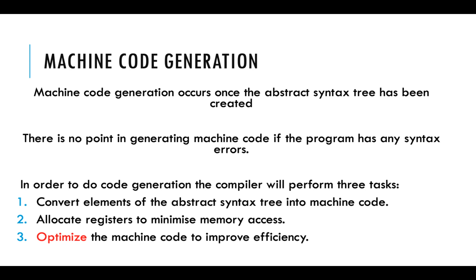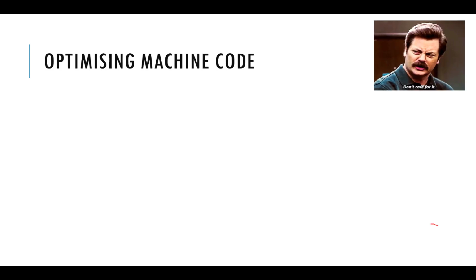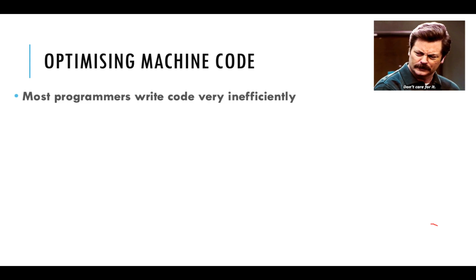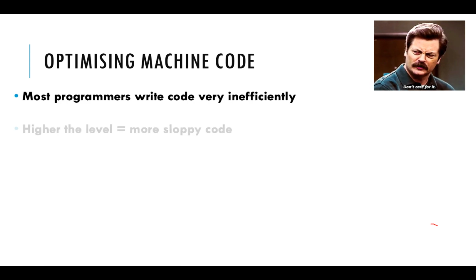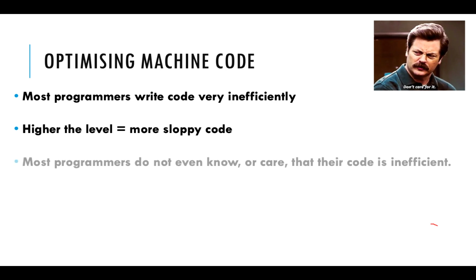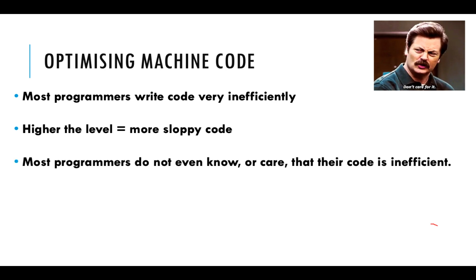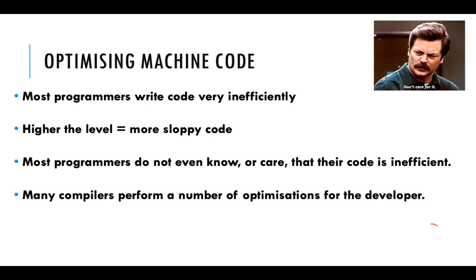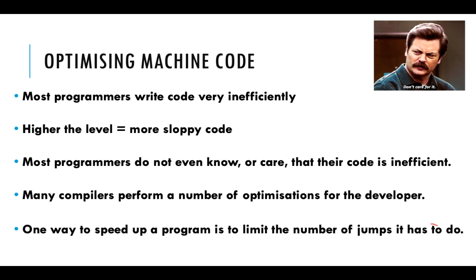Now when we say optimize machine code, what do we actually mean? Programmers over time have become very lazy and very inefficient at writing code. The higher level that you write in, the more sloppy the code becomes. Most programmers don't even know or care that their code is actually inefficient. Many compilers perform a number of optimizations for the developer, and this could be everything from the removal of code, adding in procedures and functions to make your code more efficient, or implementing recursion. And you never have to think about it.